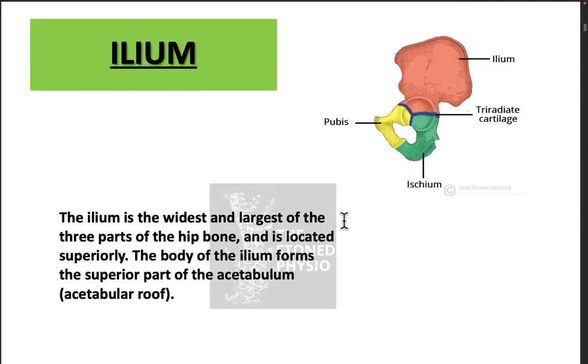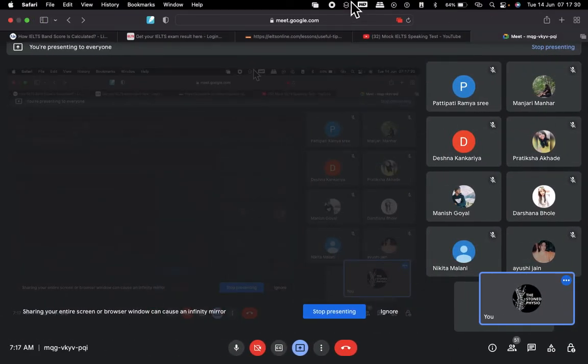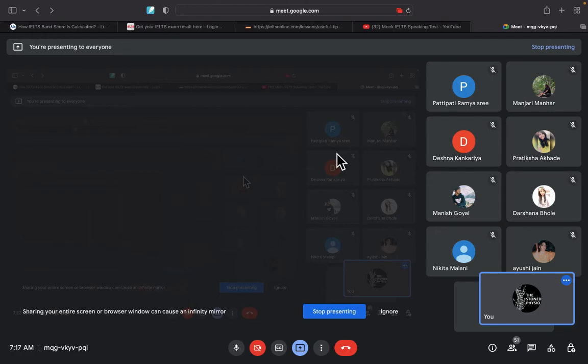Okay, so I was saying that we have this triradiate cartilage which is present in the junction between these three bones. But apart from that we have another ligament that is called the radiate ligament, not the triradiate but the radiate ligament. Can anyone tell me where the radiate ligament is present in the body? The radiate ligament. Does no one remember? Radiate ligament. Do you know about a joint that is called the costovertebral joint? Have you heard about the costovertebral joint?